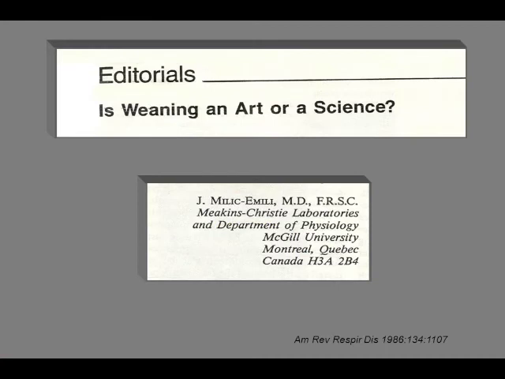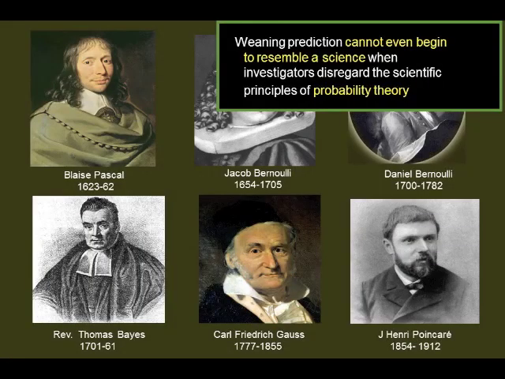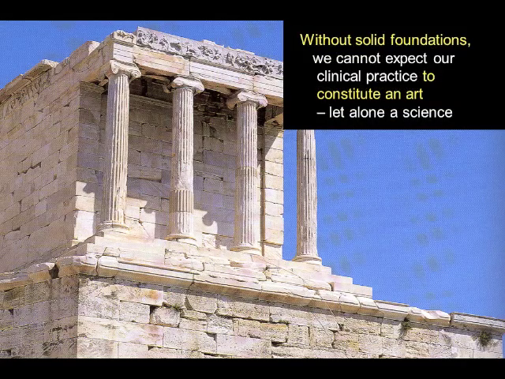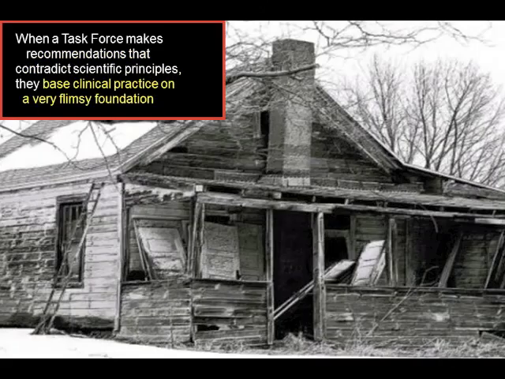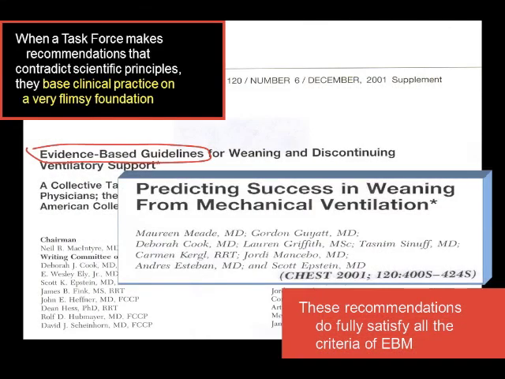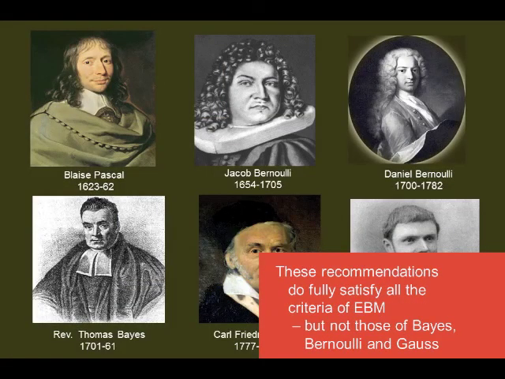More than 20 years ago, Engl asked, is weaning an art or a science? Weaning prediction cannot even begin to resemble a science when investigators disregard the scientific principles of probability theory. Without solid foundations, we cannot expect our clinical practice to constitute an art, let alone a science. When a task force makes recommendations that contradict scientific principles, they base clinical practice on a very flimsy foundation. These recommendations do fully satisfy all of the criteria of EBM, but none of those of Bayes, Bernoulli, and Gauss.